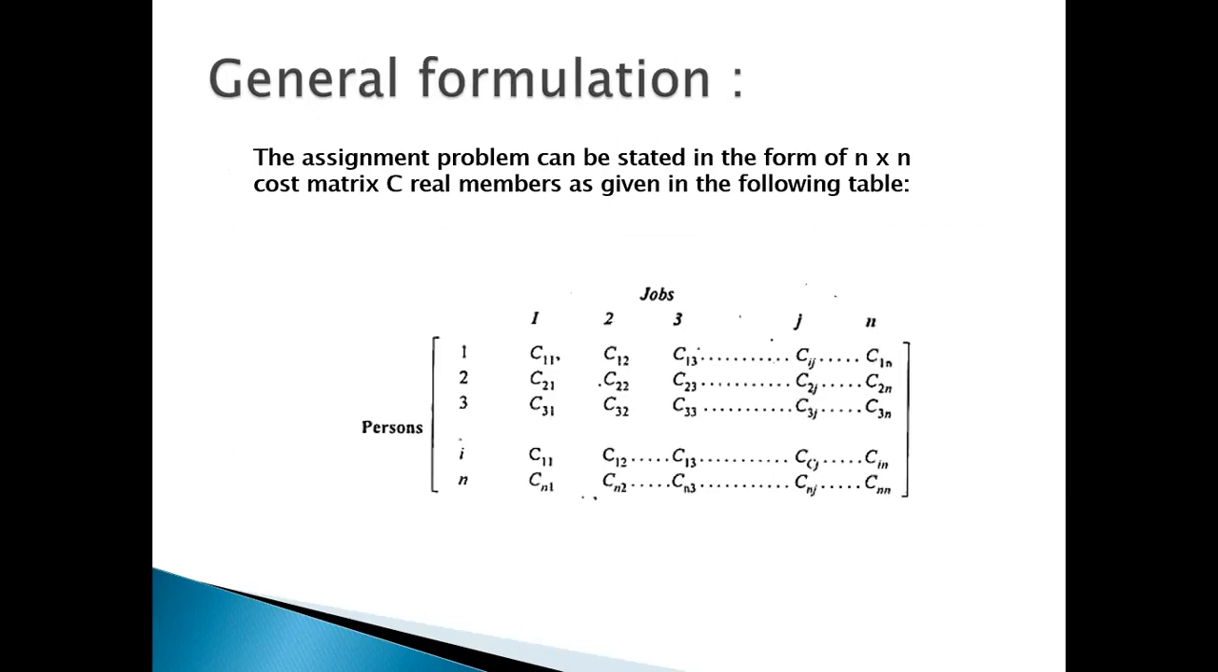And this is the general cost matrix table formulation for solving the assignment model. You see, each column is a job and each row is a person doing the job. And this is the cost matrix which is assigned here.